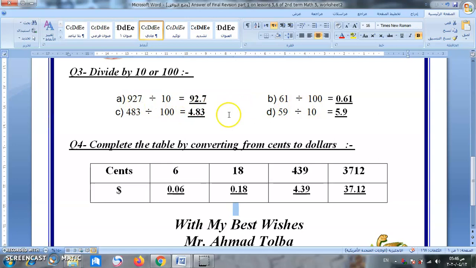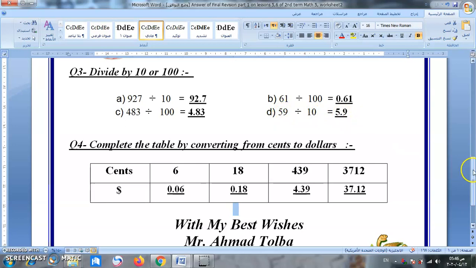And here also, we will divide by 100, so we will move from right to left 2 numbers because we have 2 zeros. So 0.61. And the same here, we will move to the left 2 numbers. So the point will be here, 4.83. And the last one, we will divide by 10, 1 zero, moving from right to left. So we'll put the point here, 5.9.